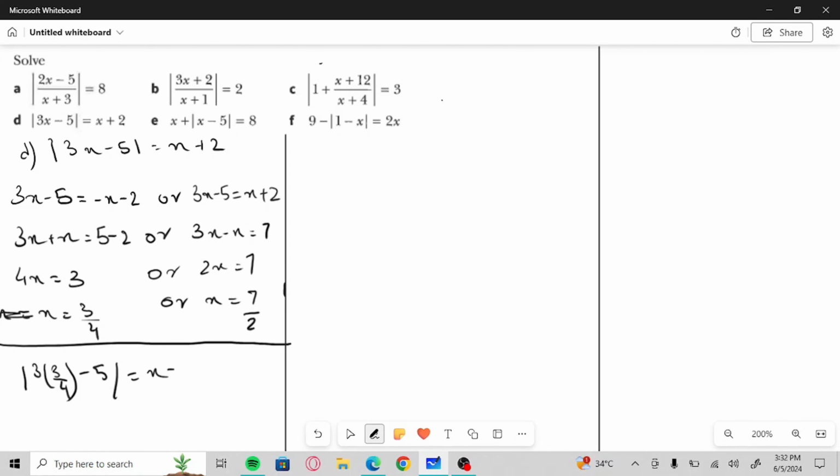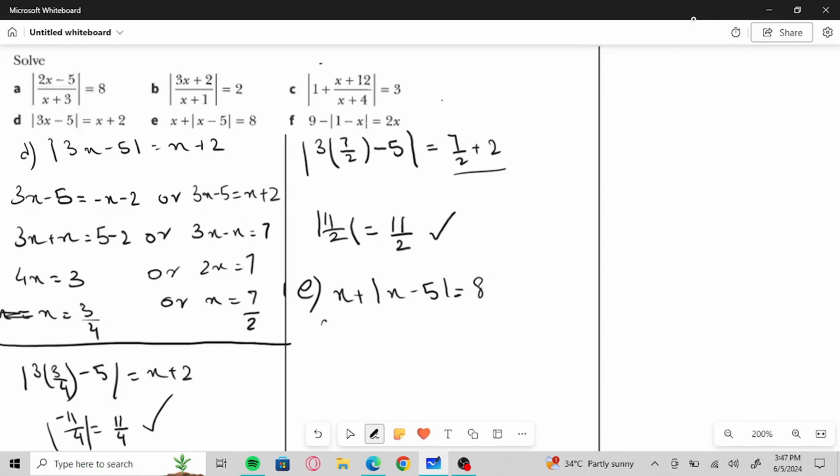The second input, 7 upon 2, is part D. 3 multiplied by 7 upon 2 minus 5 is equal to 7 upon 2 plus 2. 7 threes are 21. 21 divided by 2 minus 5 is equal to 11 upon 2. And the other side is also equal to 11 upon 2. This is correct. So for part E, we have x plus the modulus of x minus 5 is equal to 8.